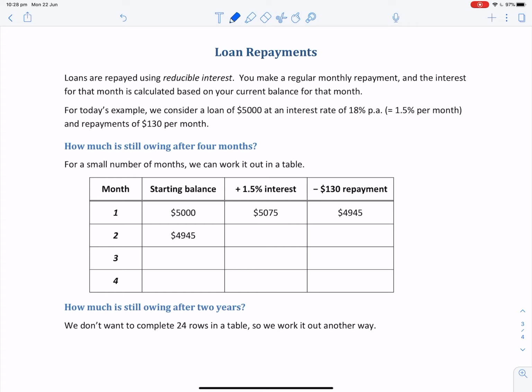All right, so 4,945, just for sake of demonstration. I'll continue a little bit, so 4,945. We're going to do plus, no, I'm not going to do plus, I'm going to do times 1.015. That's accounting for the interest. So I get 5019.18, just rounding there. And then I'm going to take away the 130. And I've got 4889.18. Alright, so that's carried over.